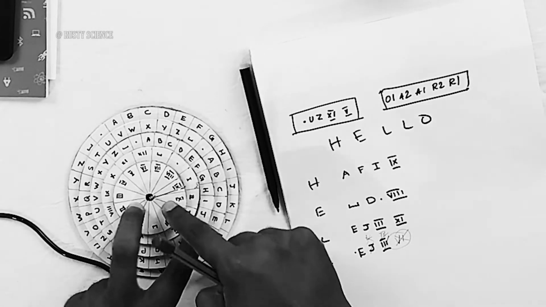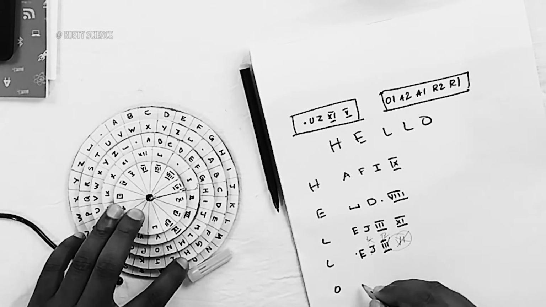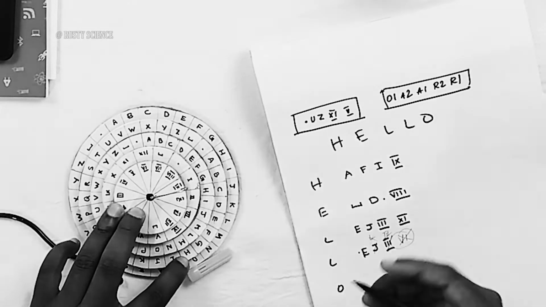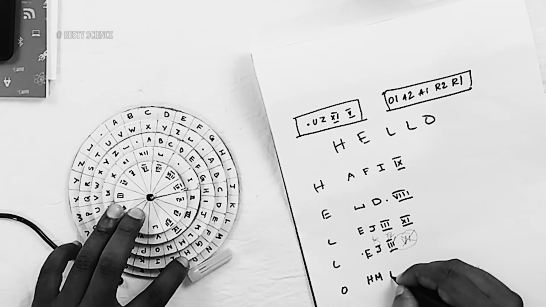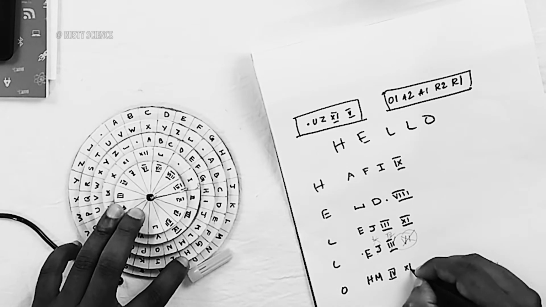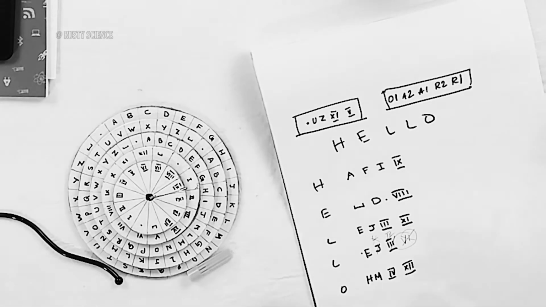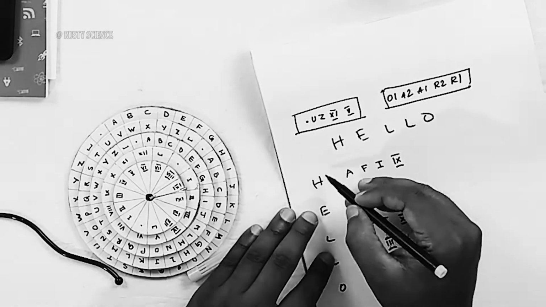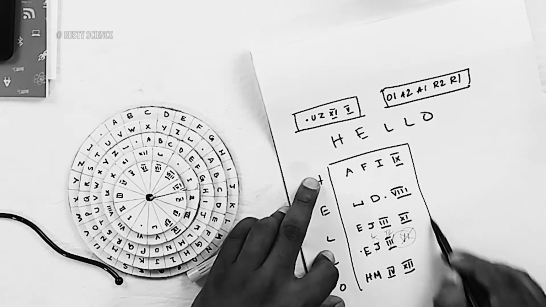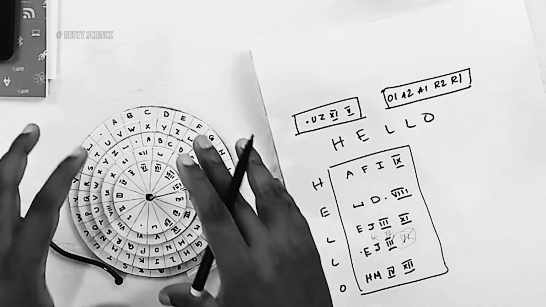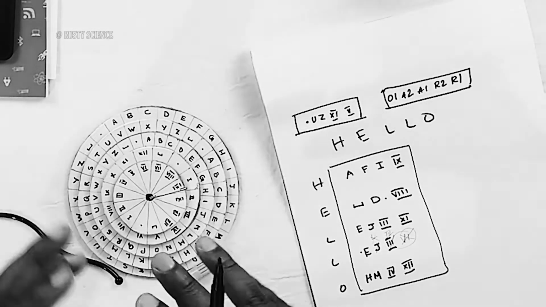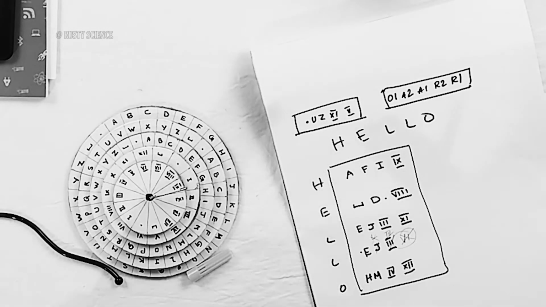Then finally O. O is here, which is nothing but H, M, 4 and 12. If I send this as a message, instead of sending hello, if I send these characters to some friend, if he has the same ciphering rule, then he can easily figure out what message you're trying to say.